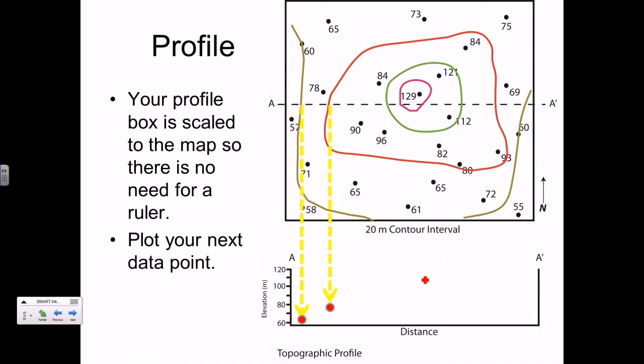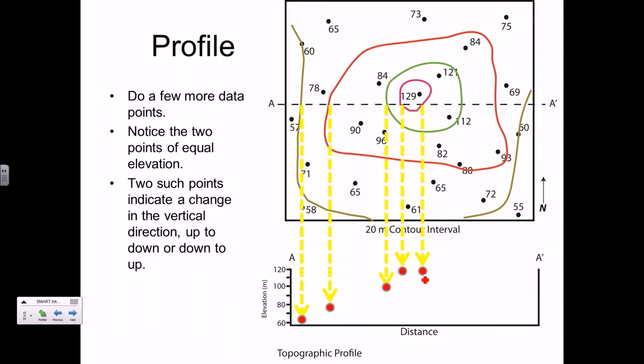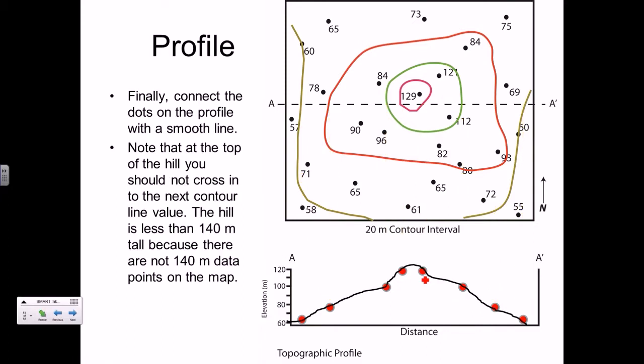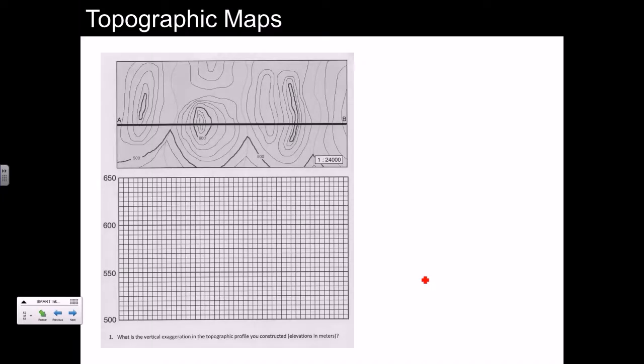So my next data point's at 80. My next couple, I got 80, 100, 120, 120 again. I'm going over the hill. The next two or three I plot here, and I got down to 80, 100, 80, and 60. And then what do I do? Well, I draw a nice smooth line between all the data points ending the profile, right? And I've contoured all my lines.